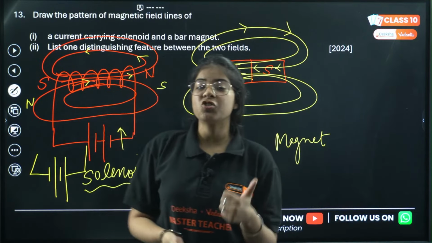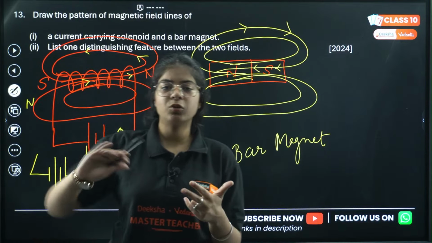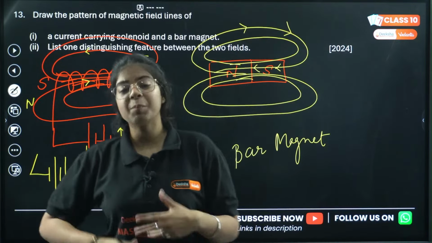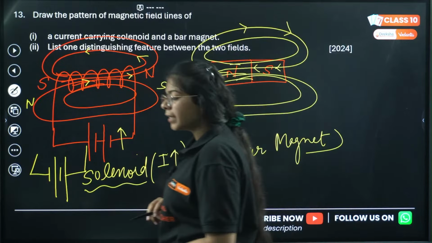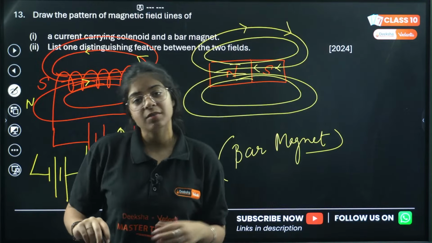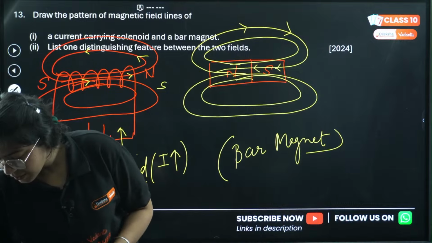So polarity can change, magnitude can change, and to some extent we can also write that it can help magnetize a magnetic material. On the other hand, for a bar magnet, the strength can't change, the polarity can't change. So these are the distinguishing features, correct.